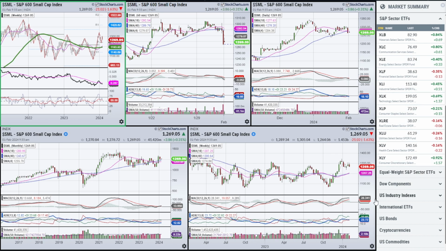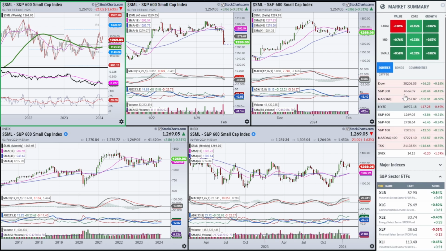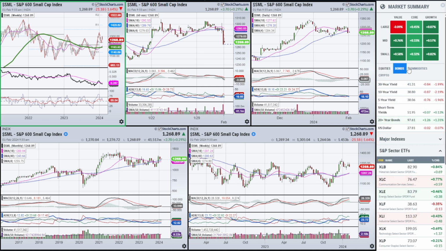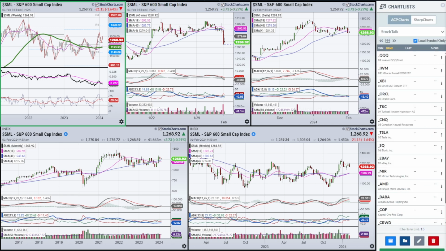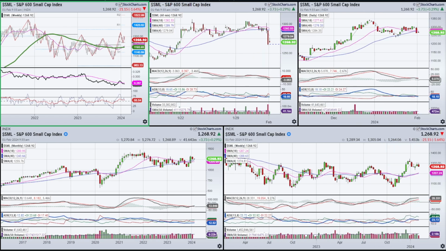But it's just nice to be able to go through and look at the bonds. If I'm looking at equities, I can look and see what the 10-year is doing. I can go and look at the commodities, see if gold and oil are doing anything today. So a good little functional tool here on this program. All right, let's start getting into the individual symbols now.